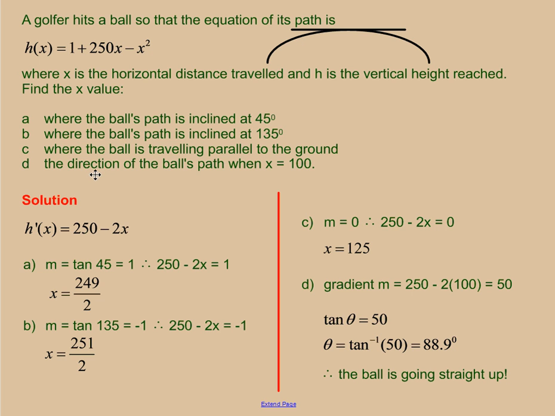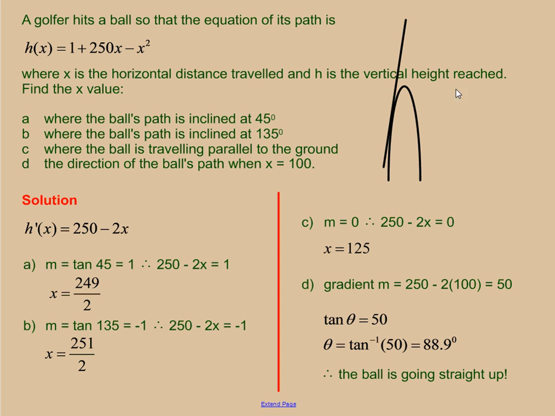And finally it says, what's the direction of the ball's path when it's at a distance of 100 from where it was initially struck? So we substitute the value of 100 into our equation, which gives us 50. So we know that the gradient's equal to the tan of the angle. So solving tan theta equal to 50 gives us 88.9 degrees. So essentially the ball has been struck and it basically goes straight up and down.